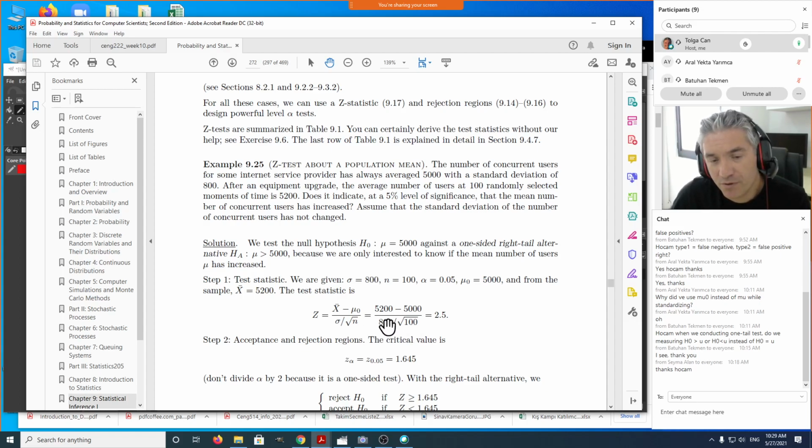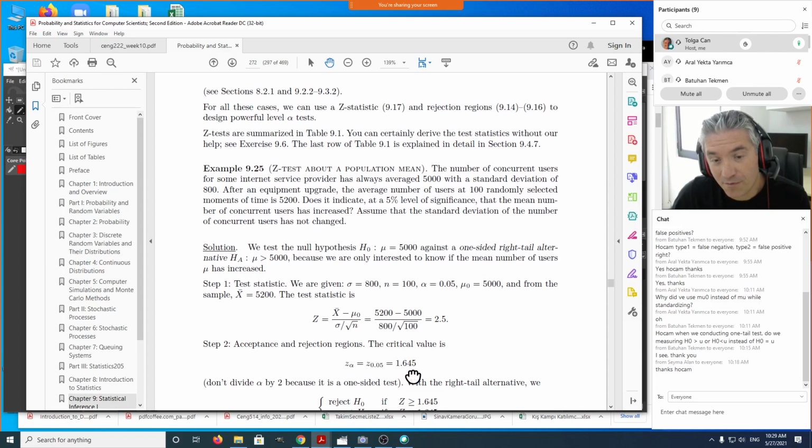And we compute the z. So this is a one-tailed z-test. Alpha is 0.05, so we are going to conduct a one-tailed test. Our z alpha at 0.05 is 1.645. So 1.645 is our threshold for the z value, which determines where our acceptance and rejection regions are. If we get a z value larger than 1.645, we will consider it an extreme case, and we are going to reject the null hypothesis.